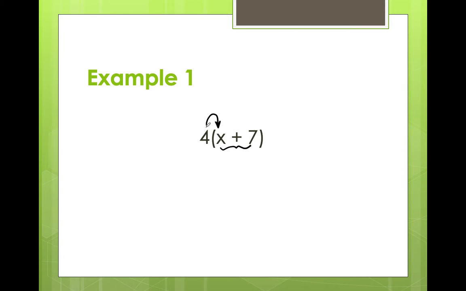So that means 4 times x plus 4 times 7. So we're going to write that down, 4 times x plus 4 times 7. And then we're going to simplify each of those. 4 times x, we don't know x, so we're just going to leave it as 4 times x plus 4 times 7, which is 28. Now this is actually as far as we can go with this problem. We cannot simplify this anymore. Let's talk about why.